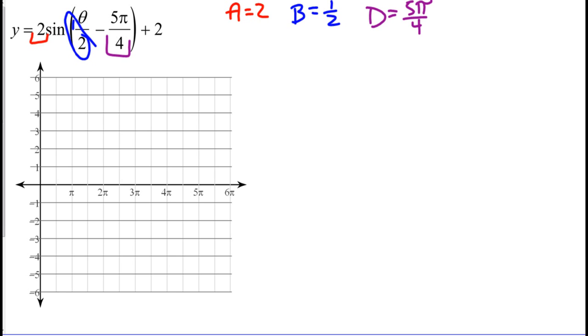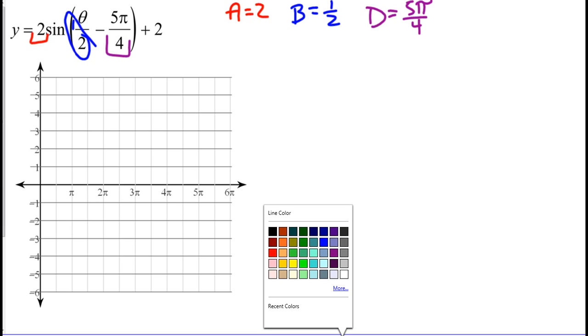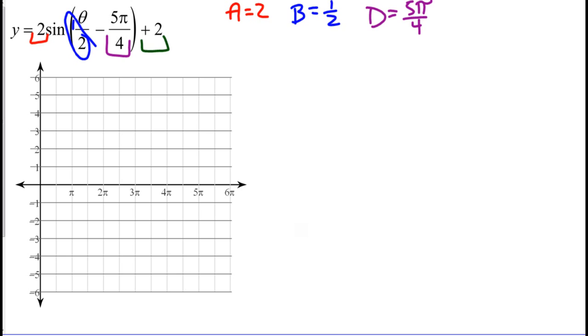And then the number outside, let me get the green I like. The number outside of our parentheses is our c, and that is our vertical shift, right? Okay, so let's go back now that we've listed everything. We've got A, B, D, and C. Yes, I understand that it's not alphabetically listed.